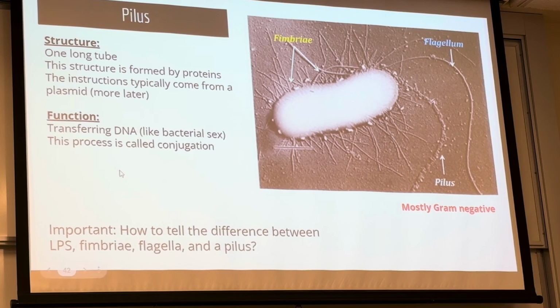So pili, we'll talk more about this when we get into bacterial reproduction, but a lot of times the code for the pili is on a plasmid. So that plasmid will code the proteins to make pili. The plasmid will transfer from bacterium to bacterium. Now this one can make pili. Now the next one can make pili. Now the next one can make pili, because they share plasmids.